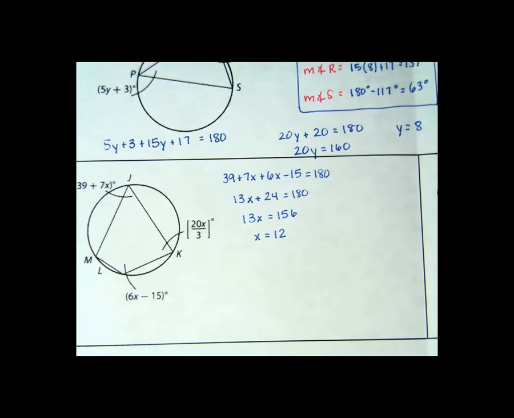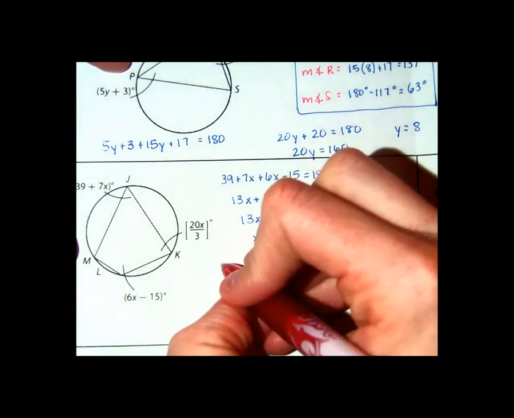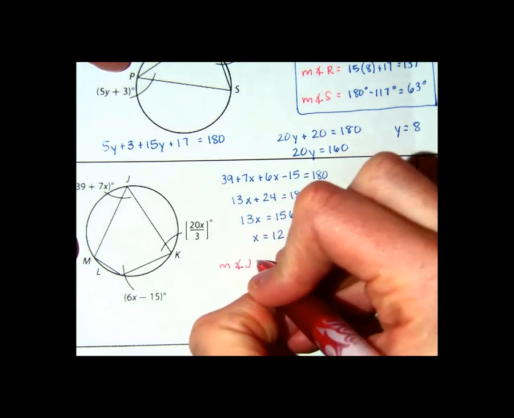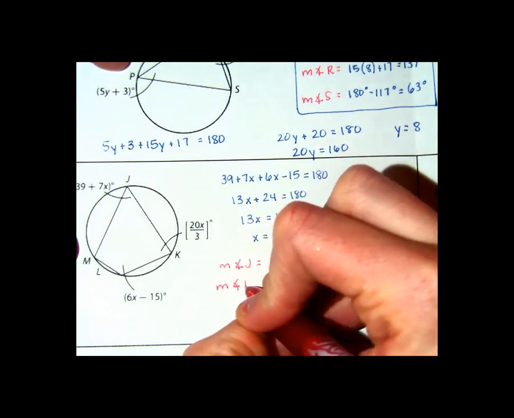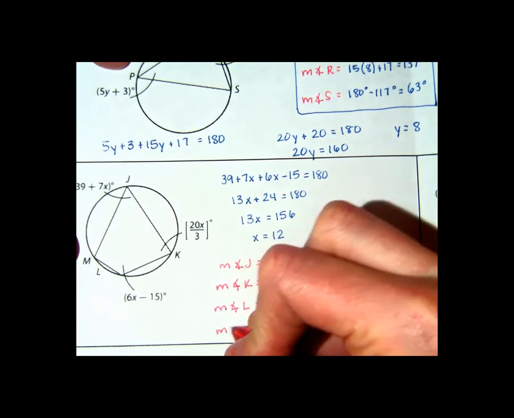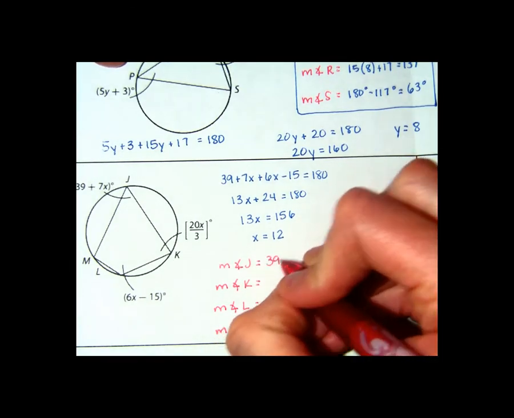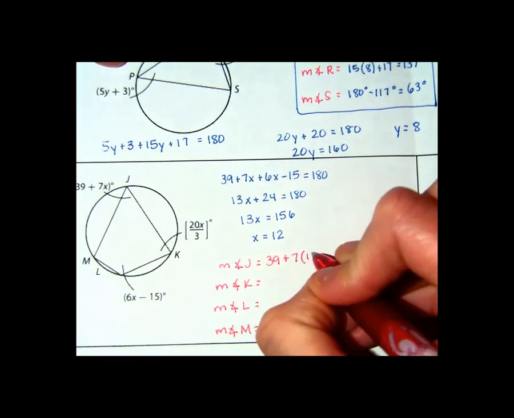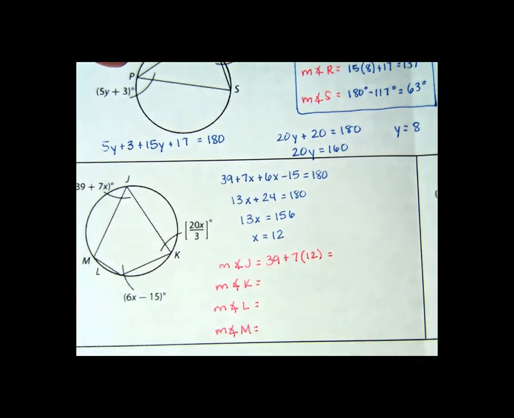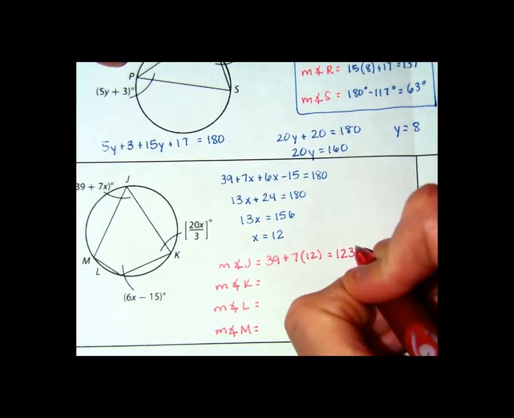Okay, next we have to plug it back in. So we're still just looking for the measures of the angles. Measure of angle J, K, L, and M. So I'm going to plug in. J is 39 plus 7 times 12. And that is 123 degrees.